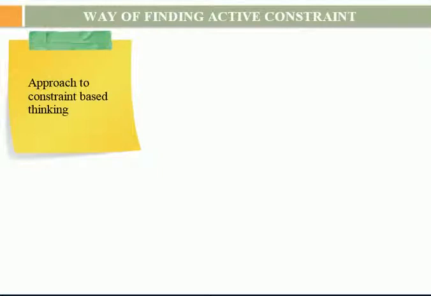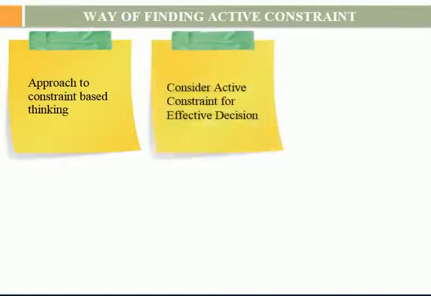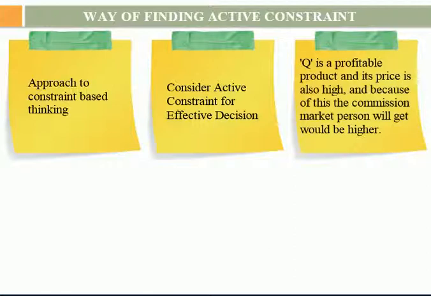The approach to constraint-based thinking is this, that it is very important for you to take into consideration your active constraint to make an effective decision. Many companies ignore this. On the other side, just because Q as a product has got a high margin, it's quite likely that the marketing department is going to discount 2%, 3% and get extra volumes of Q. On the other side, just because it's a profitable product and it's high priced, the commission a marketing person would get would also be higher.